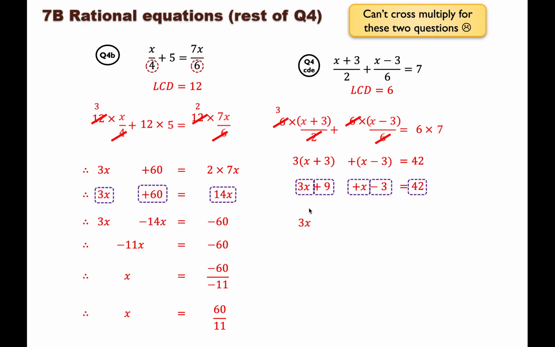So 3x stays here. The plus x stays here. Equals, I copy down, 42 stays there. The plus 9 on this side turns into subtract 9 or negative 9 on the other side. The negative 3 term here turns into positive 3 on the other side. You'll notice that I treat positive 3 and add 3 kind of the same way.